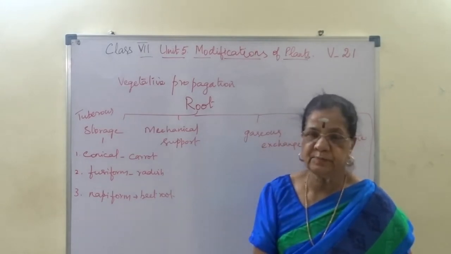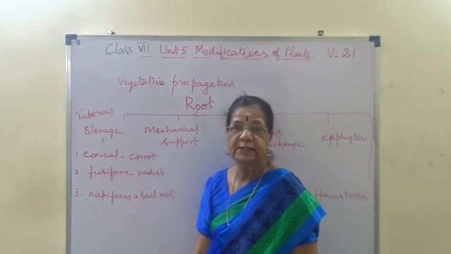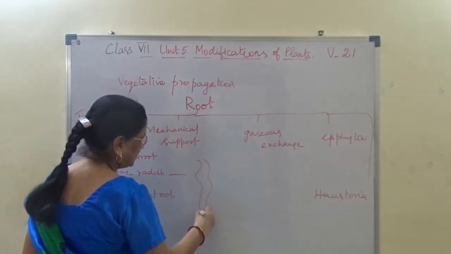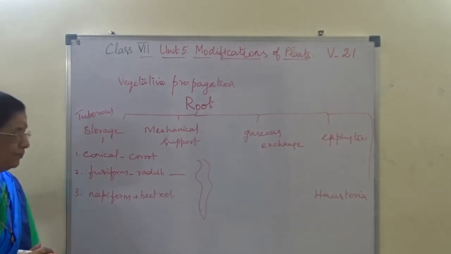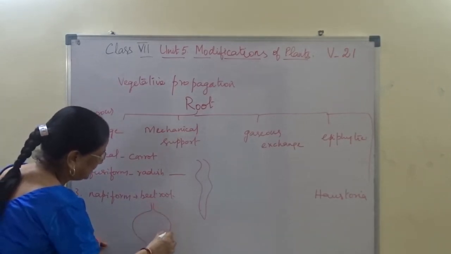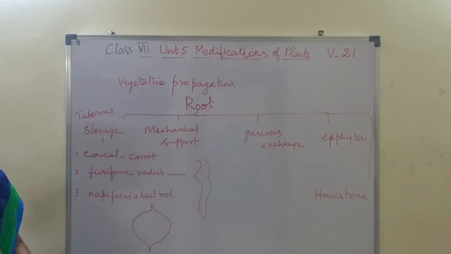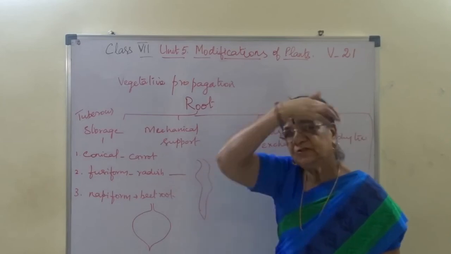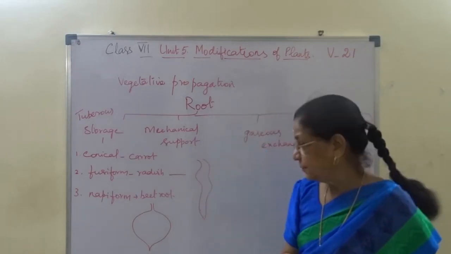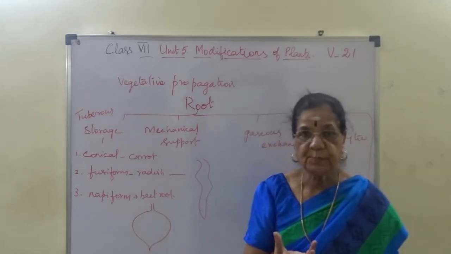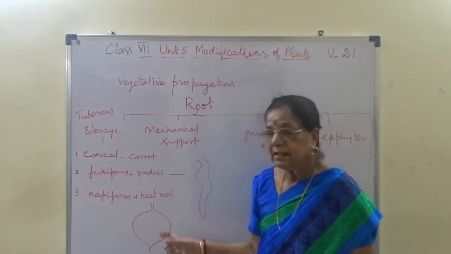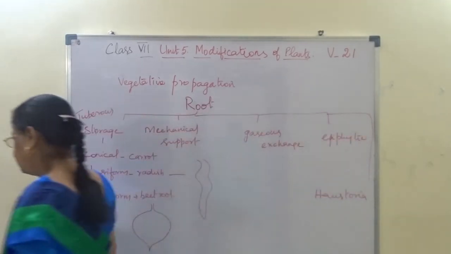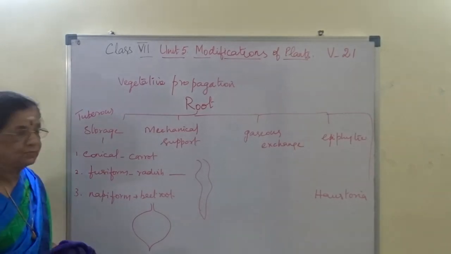When the carrot is in cone shape it is conical. When it is a uniform spindle shape it is fusiform. Whereas napiform is bulging in the center and then tapering at both the ends. So conical is carrot, fusiform is radish with spindle shape, and napiform is beetroot, bulging in the center and tapering at both the ends. I hope you can recollect this point. Okay, so this is for storage, the tuberous roots.